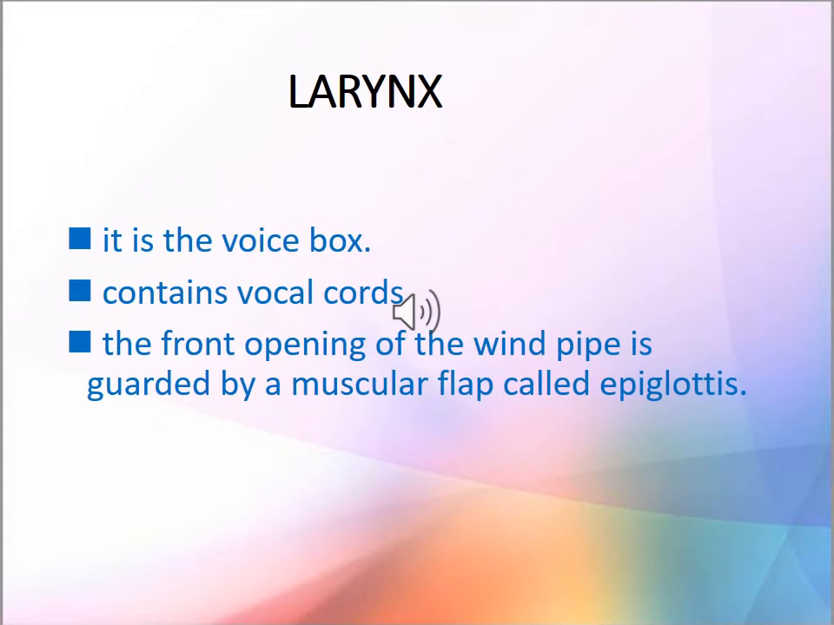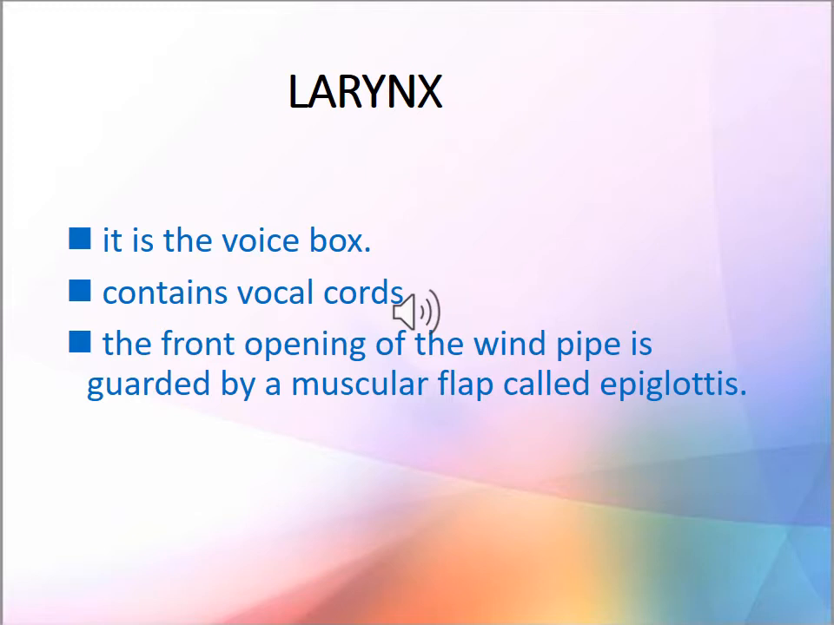Now the next slide is about larynx. So what are the features of larynx? The first point is it is the voice box. Why is it the voice box? It comes in the second point, because this larynx contains vocal cords. And when the air passes through these vocal cords, the air forcibly vibrates the cords to produce sound.